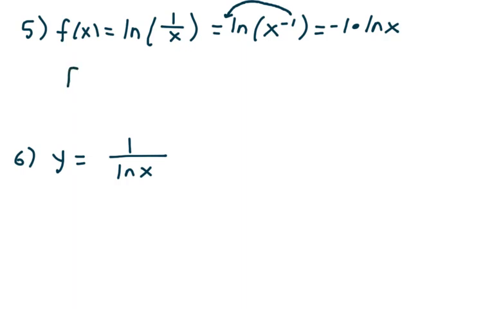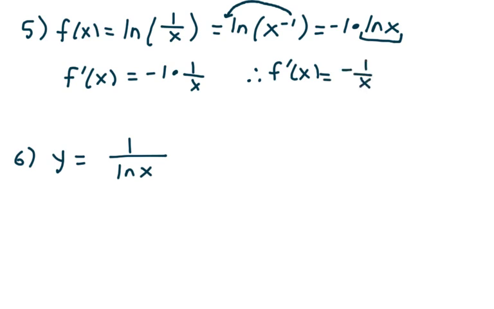And so when I look at the derivative of f of x with respect to x, I'm going to get negative 1 times the derivative of natural log of x with respect to x. And that's just 1 over x, right? And so therefore, f prime of x is negative 1 over x. And I'm done.